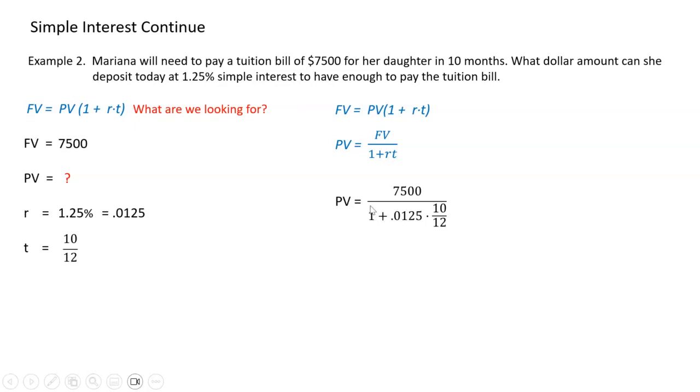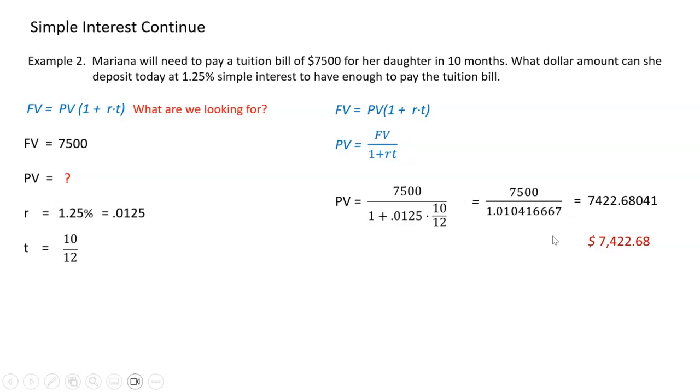Now, if you put this in the calculator, guys, on the bottom you have to put parentheses, or else you're going to get the wrong answer. Or, if you want, you can stop the calculator and just put the numerator, which is 7,500. At the bottom, just multiply them out, and you get 1.01041667. And then you can divide that. So that's your answer right there.